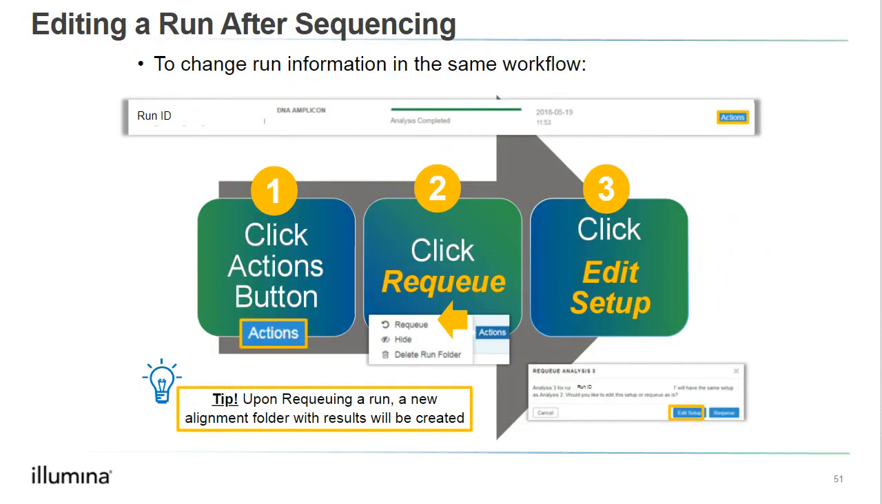You do have the option to edit a run after sequencing, and this can be for a few reasons. You may need to change your sample information, say if you forgot a sample or put in the wrong sample or chose the wrong indexes. You can go back, use the requeue option, edit the setup, make whatever changes you need, and then requeue analysis.